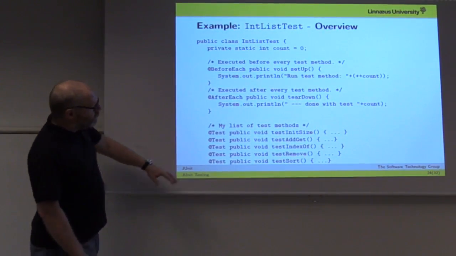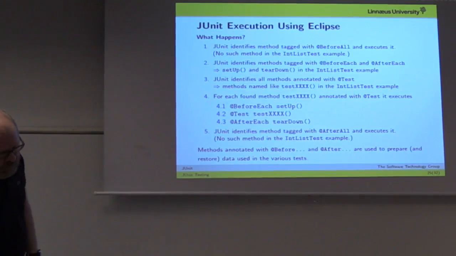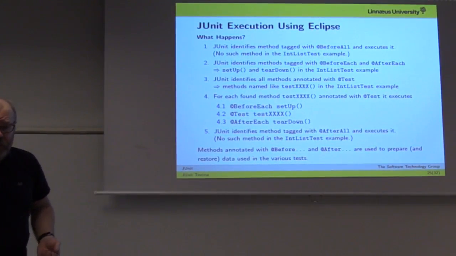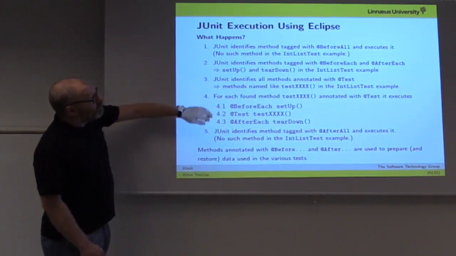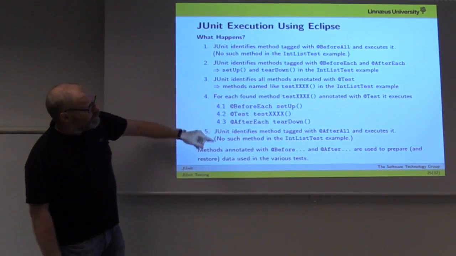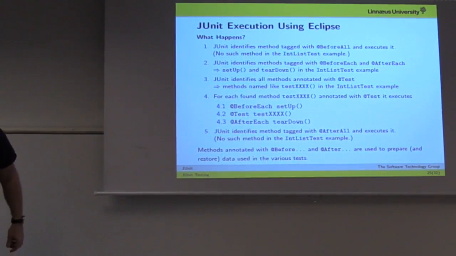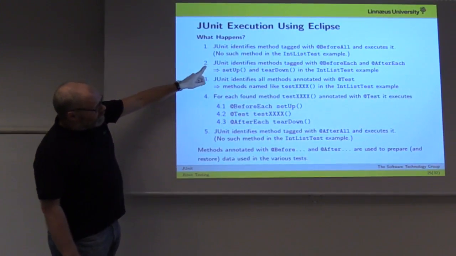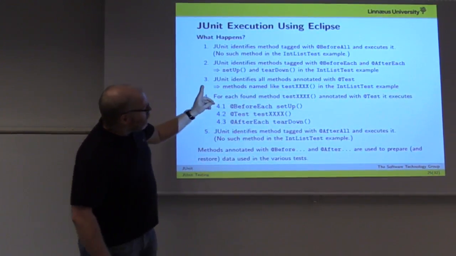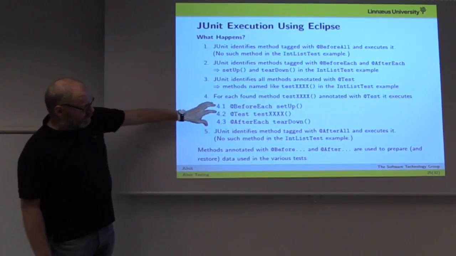So this is my test class, with a number of tests that I'm not showing here, but we have two methods, before and after. And what happens when we are executing it? You are telling the tool JUnit to execute your test case. It will run through the test case, and it will take a look at all methods that are tagged in some way. If it finds a method that is tagged with before all, it will execute it first. Before all means this is the first method to be executed. It will then identify methods that are tagged with before each and after each, and all methods annotated with test, and then for each test method it will run this code.